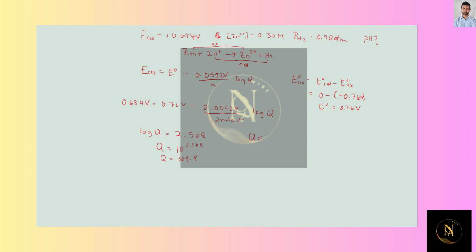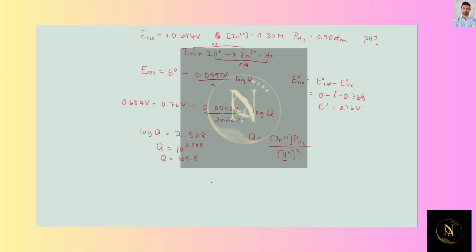So let's look at what Q is algebraically. Q is equal to the concentration of my products, which, looking back at my reaction, is the concentration of Zn2+, and then hydrogen, since it's a gas and they've given me pressure, it's going to be the pressure of hydrogen. Those are both to the exponent of 1 because the coefficients are 1, over H+ squared. And then the zinc doesn't go in there because it's a solid. This is what I'm after because that is what's going to help me get pH.